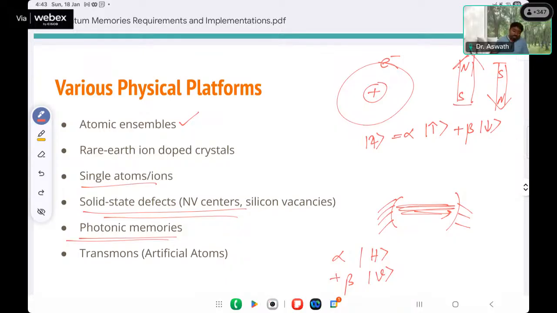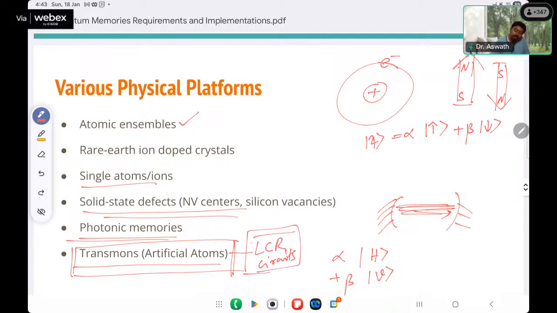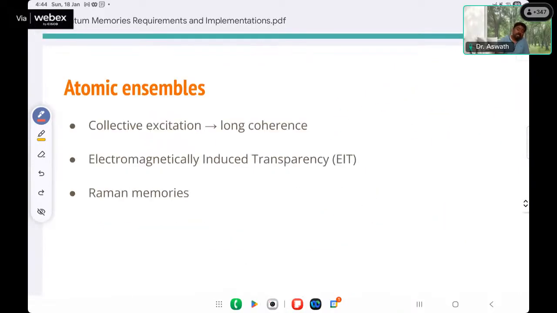Now there is the most important thing. This is the artificial atom, based on LCR circuits, electronic circuits. This is very, very important, because more or less 60 to 70% of qubits are based on this artificial atom, or transmons. IBM has transmon-based quantum computers, and most of the other companies do too. So this is how quantum memories are being realized.